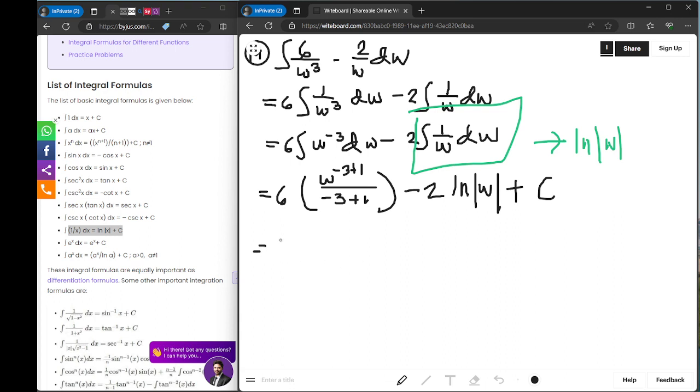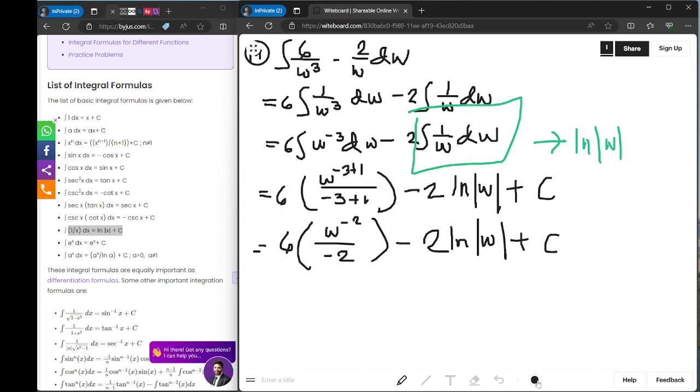And this is 6 times w to the power of negative 3 plus 1, which is negative 2, over negative 2, minus 2 ln of w plus c. 6 divided by negative 2 is negative 3. So this is negative 3 w raised to the power of negative 2 minus 2 ln of w plus c.